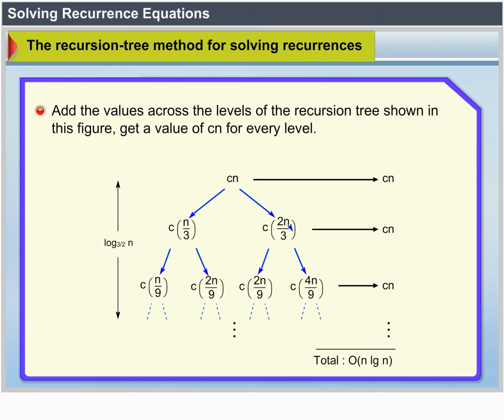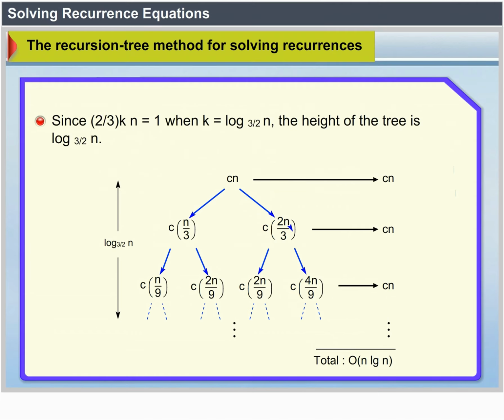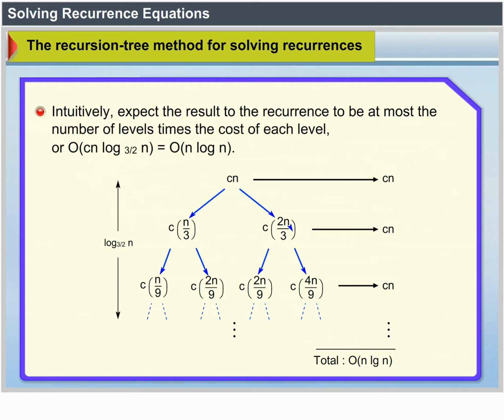The longest simple path from the root to a leaf is n, then (2/3)n, then (2/3)^2 n, and so on, down to 1. Since (2/3)^k n equals 1 when k equals log n base 3/2, the height of the tree is log n base 3/2. Intuitively, we expect the result of the recurrence to be at most the number of levels times the cost of each level, or big O of cn log n base 3/2, which is equal to big O of n log n.